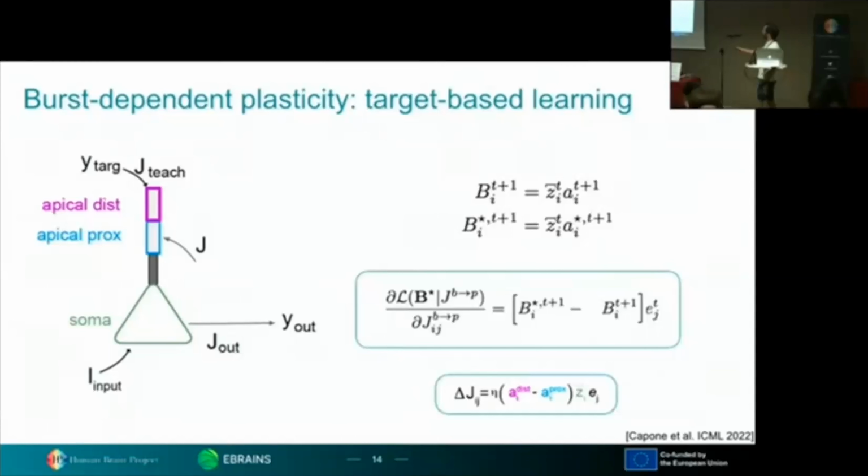The learning rule we proposed here is this one. Basically, the burst produced by the recurrent network should match the B star, the burst produced by the teaching signal. So in this way, when I provide the teaching signal, I define a pattern of bursts, which should be mimicked by the recurrent network even when the teaching signal will no longer be there.